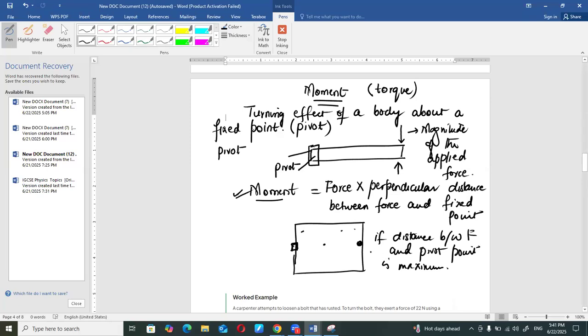The second thing is, why don't you put the handle here, here, or here? Because you need a perpendicular distance, and that distance will always be the perpendicular distance between the fixed point and the point of application of force. So two things are very important. One thing is the distance should be perpendicular.